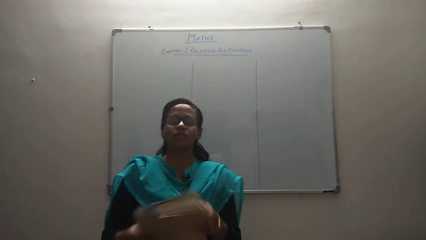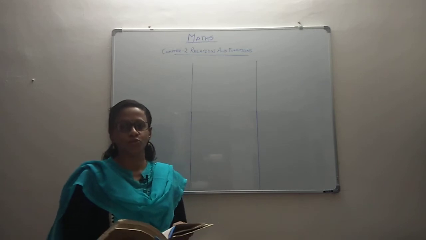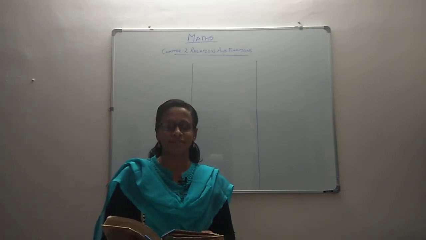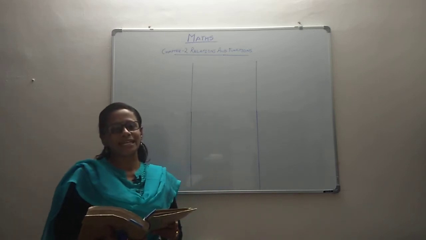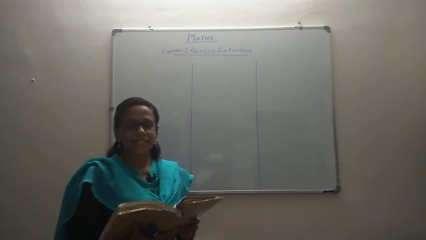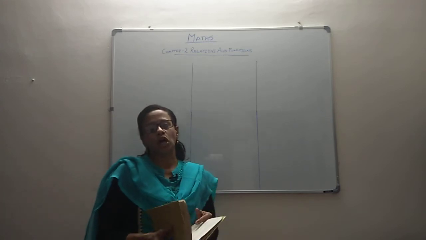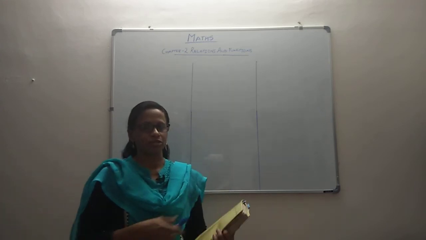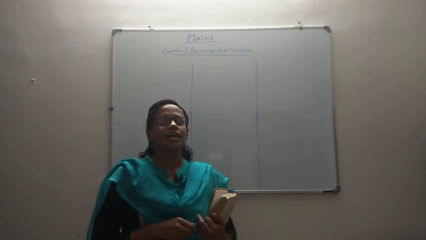Hi, hello folks, we are taking up chapter 2 now. Chapter 2 is relations and functions, and we are taking up exercise 2.1. In exercise 2.1, we are dealing with the concept called the Cartesian product. So that is how we will be moving across.